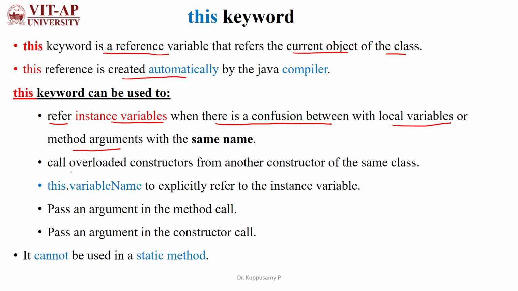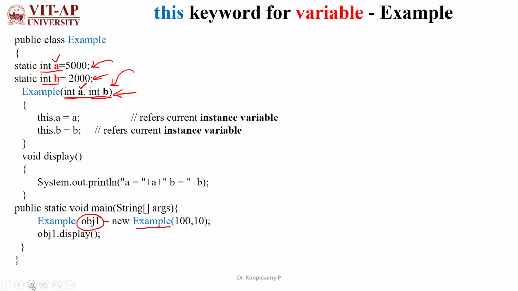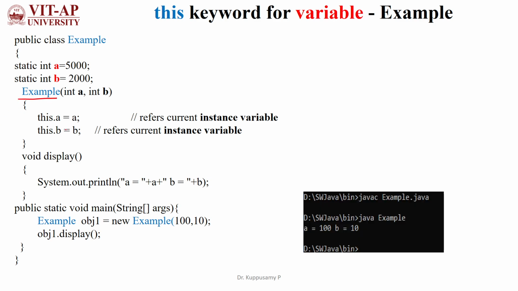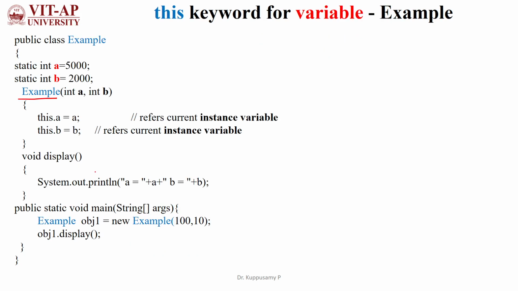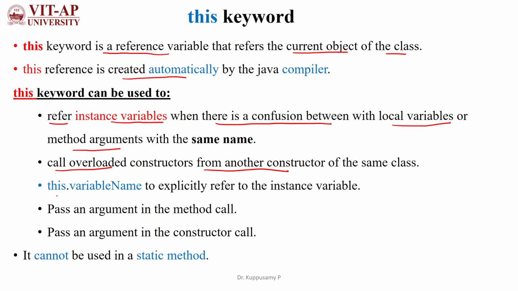It is also used to call overloaded constructors from another constructor of the same class. For example, here we have constructors, and this can be used to call another constructor which has the arguments here. So in this location also we can use the this keyword.